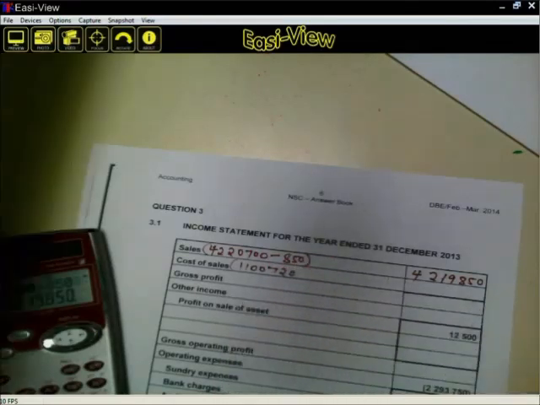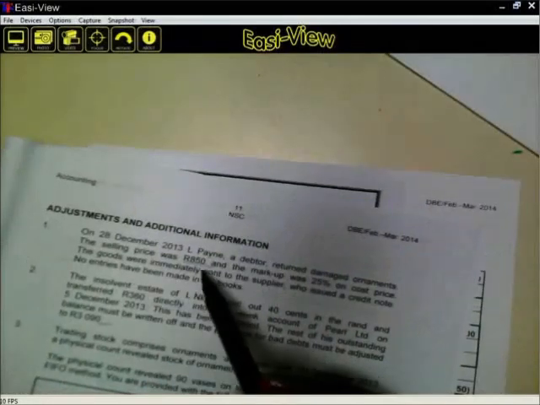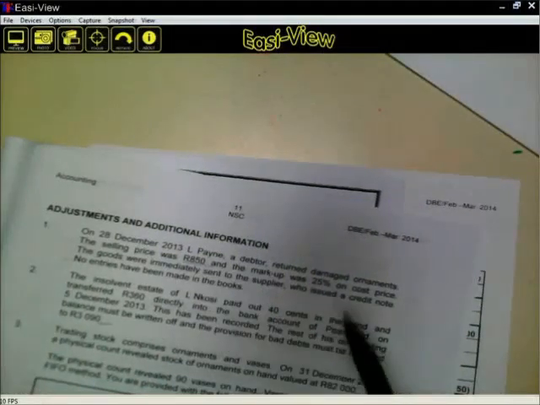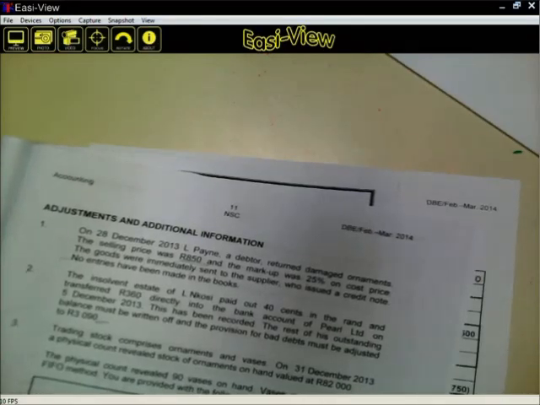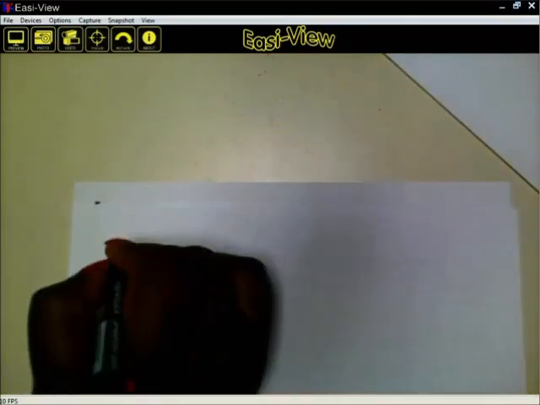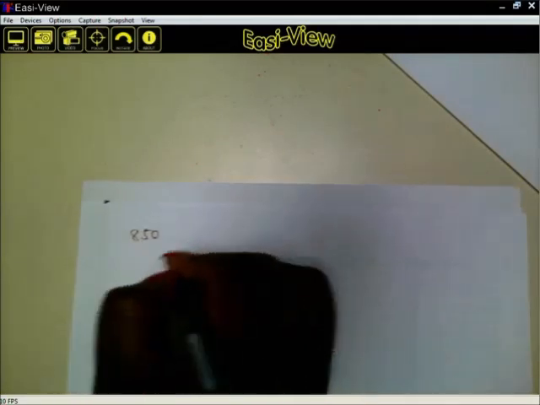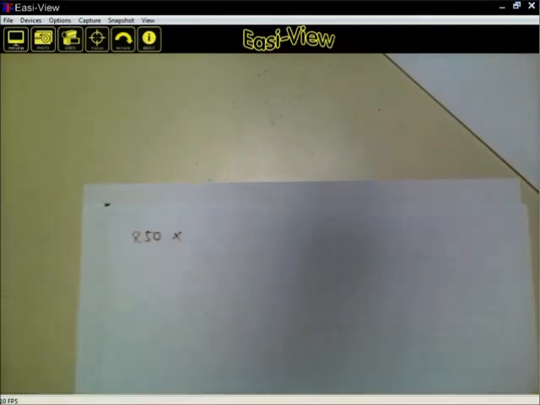Why? Because we didn't manufacture those goods. They must be taken back to the manufacturer. So if the selling price was 850 and the markup was 25, how do we calculate the cost of sales for the returned goods? I'm going to a clean sheet. On the clean sheet, we have this stock as 850. Multiply. Our markup, remember, is 25%. So how do we do it?